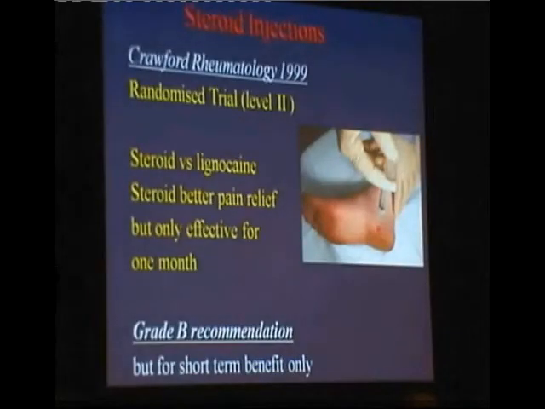Steroid injections, this is a randomized comparative trial published in the Journal of Rheumatology in 1999, where they compared steroid versus lignocaine injections. At 1 month, they found that patients who had steroid injections had better results, but the effect was short-lived. Beyond 1 month, everybody developed their pain again. So there is evidence to say that the injection works, but it's only short-term.